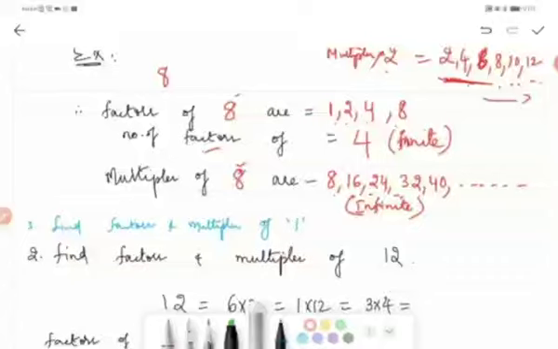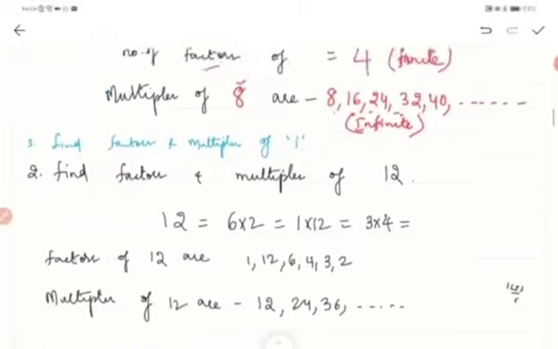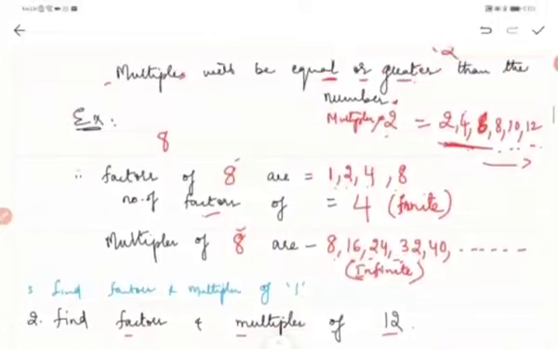Okay, let's take one more example. You need to find the factors and multiples of 12. Okay, tell me factors of 12. You'll start from 1. 1 will be the factor of all the numbers, so 1 is a factor. 12 comes in 2 table, okay, 2. 12 comes in 3 table also, okay. What about 4? Yes, 4 3s is 12. And 5, in 5 table you'll not get 12. 6, yes, it is 6 2s is 12, right.